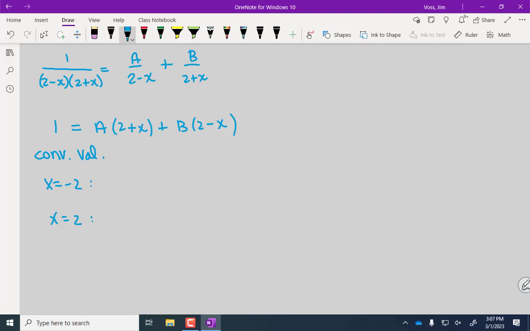And when we plug in these convenient values, we plug -2 for all the x's that we see. Plugging in -2 here makes this whole term go away. Plugging in -2 right there is going to make that a 4B. So B will be 1/4. Similarly, when we plug in 2 for all the x's that we see, that term on the right is going to vanish, going to turn to 0. And that'll be a 4A. So A is positive 1/4 also.